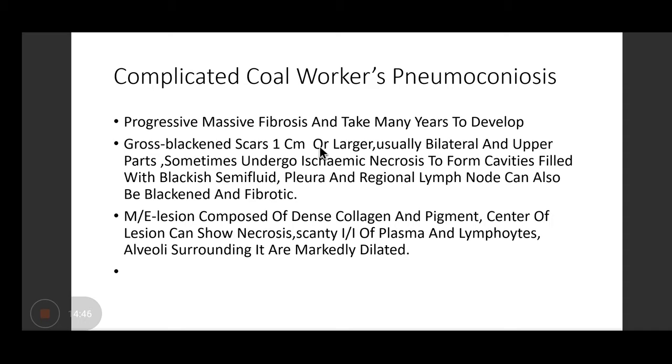Sometimes, if it progresses, it can also affect the lymph nodes and pleura. On microscopic examination, the lesion shows dense collagen and pigment, the center of the lesion can show necrosis, and the alveoli surrounding it are markedly dilated.